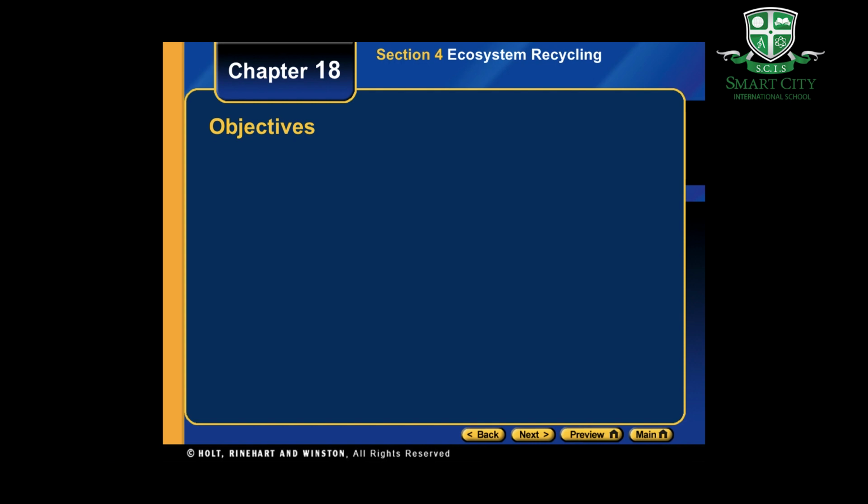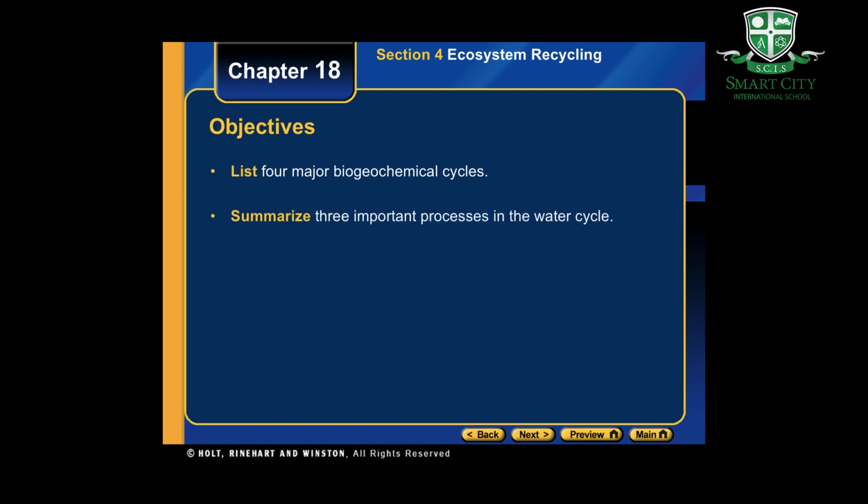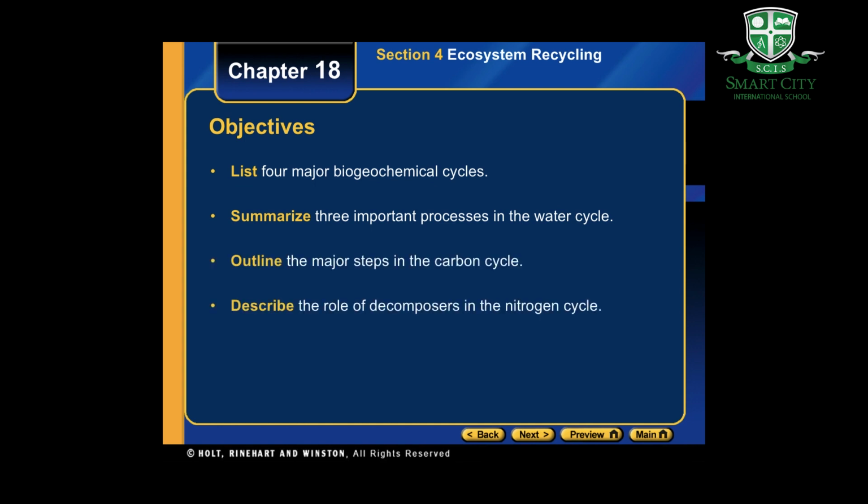After finishing this section, you should list 4 major biochemical cycles, summarize 3 important processes in the water cycle, outline the major steps in the carbon cycle, describe the role of decomposers in the nitrogen cycle, and summarize the major steps of the phosphorus cycle.